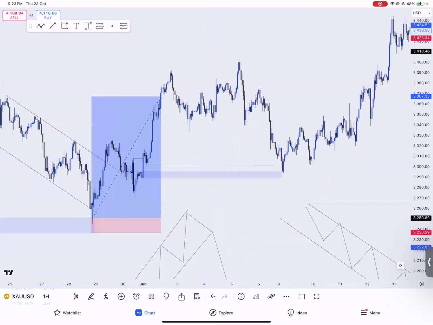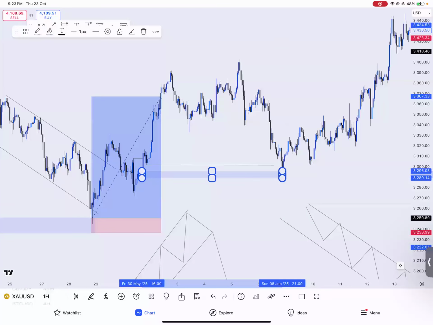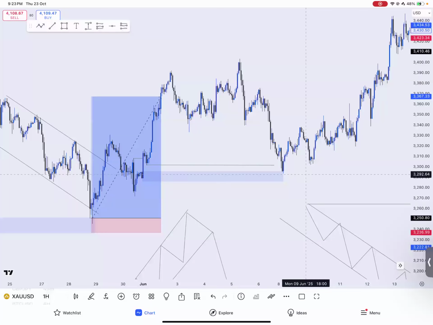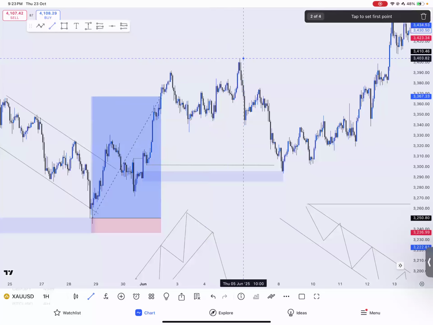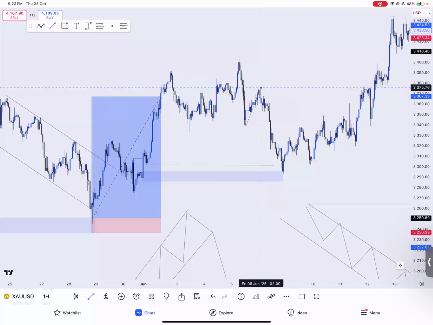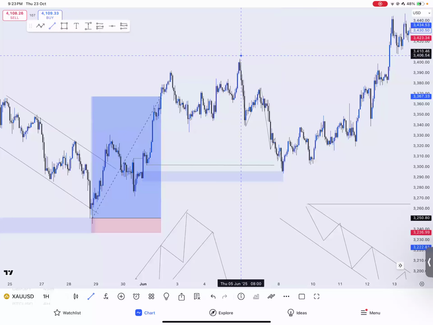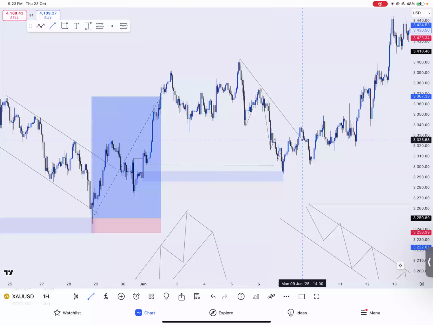Now, the moment price started approaching our buy POI, which is the 1 hour order block, before it approached it, it started giving us a downtrend, which is lower high and then lower low, lower high and then lower low, lower high, lower low. This is a clear downtrend.